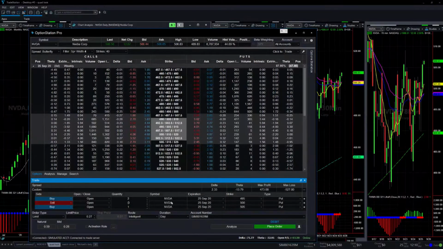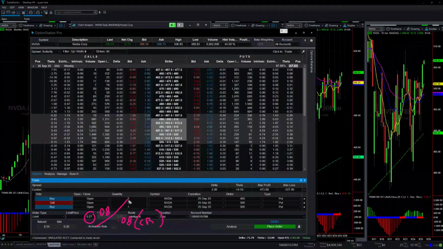Where are we right now? Well, price is above 505. So earlier in the day, this was sitting at like 8 cents, 5 cents. And every once in a while it would flash 08 credit. It was bouncing around between buying it back at 8 cents or getting 8 cents for a credit. It was bouncing around.